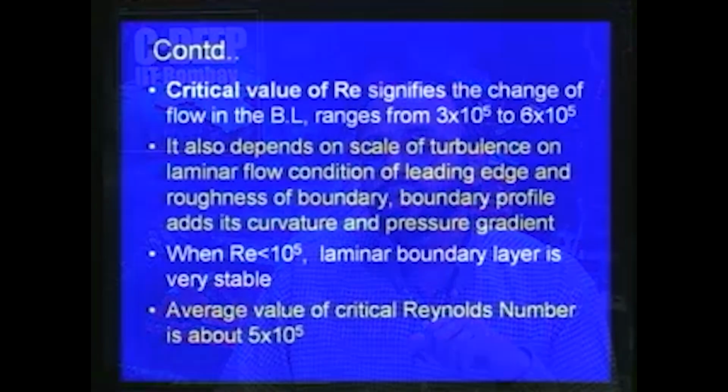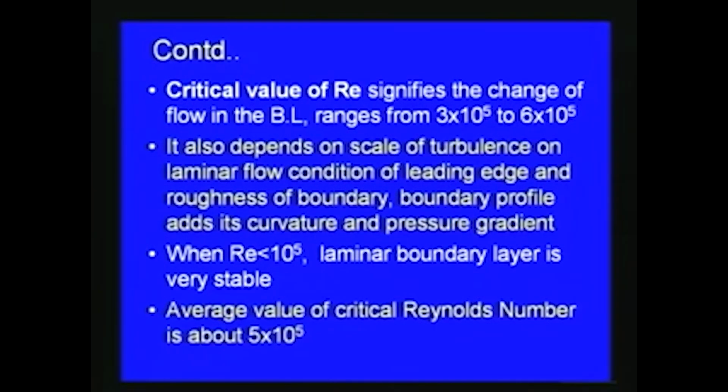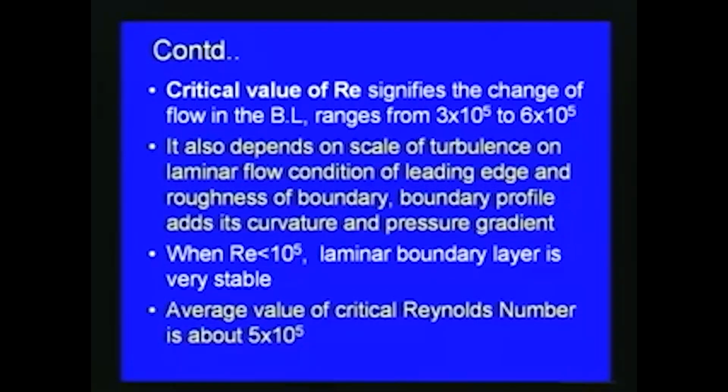you can see that the boundary layer is much stable. Since it is a laminar boundary layer, it is very stable, and so based upon various experiments and reported theories in the literature, we can say that the average value of the critical Reynolds number, where this transition starts, can be put as 5 into 10 to the power 5, as reported in many of the textbooks on fluid mechanics.